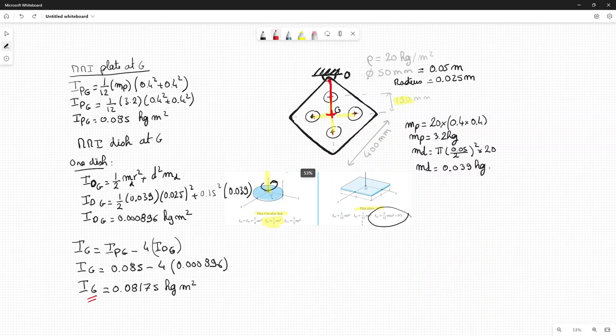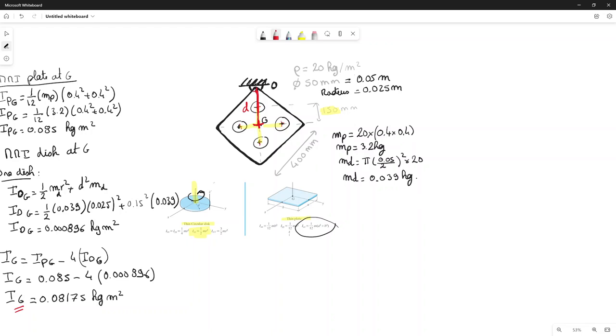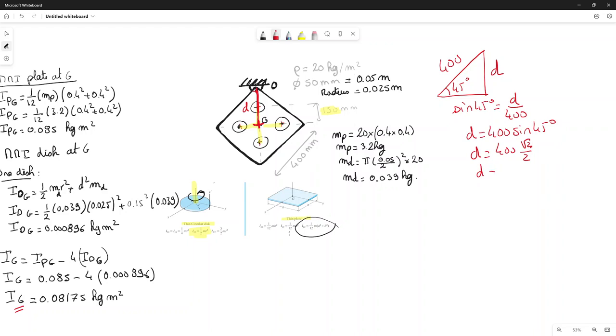So we need to find this distance. Let's call this distance D. How do we find this distance D? This one is 400, and we try to find this distance D. This is at 45 degrees, so we can use sine of 45 degrees equals D divided by 400. So D equals 400 times sine 45, that's 400 times square root of 2 divided by 2. So we can write that D equals 200 times square root of 2 in millimeter.